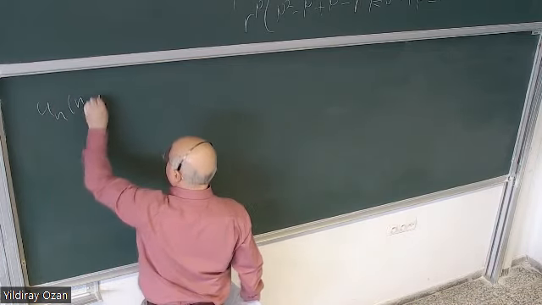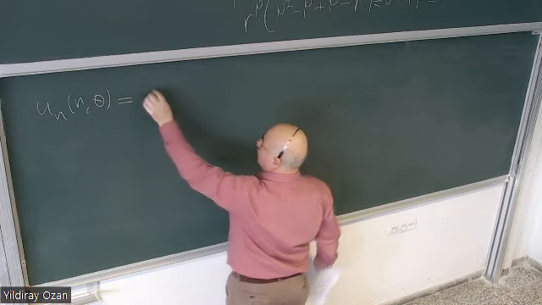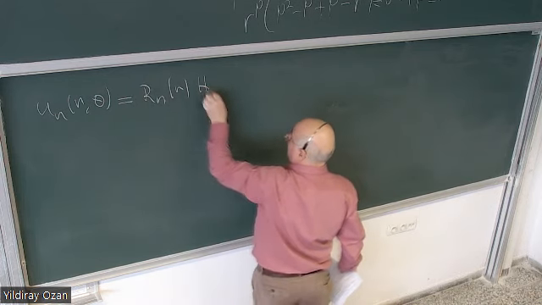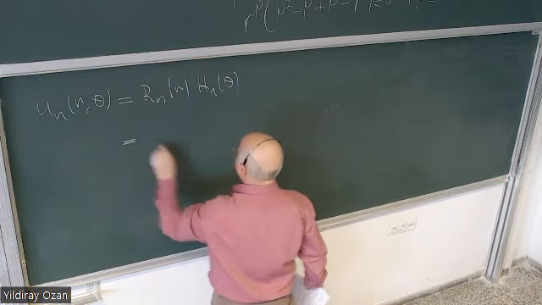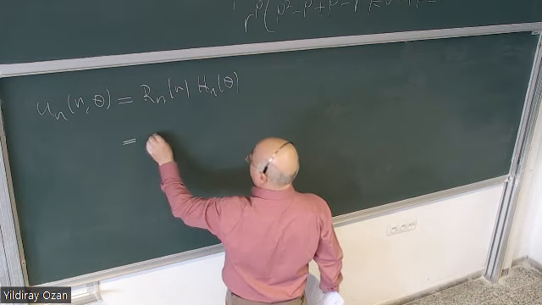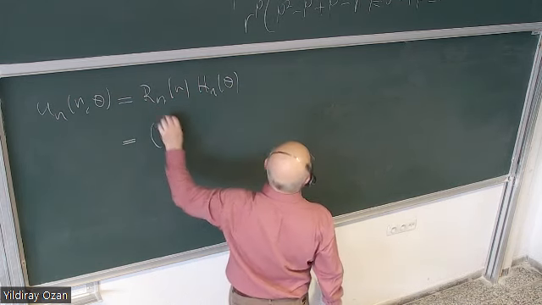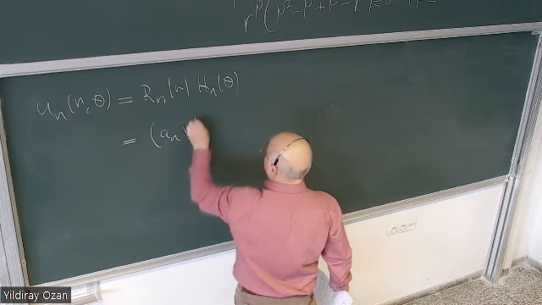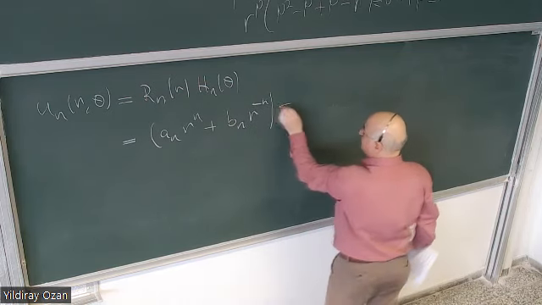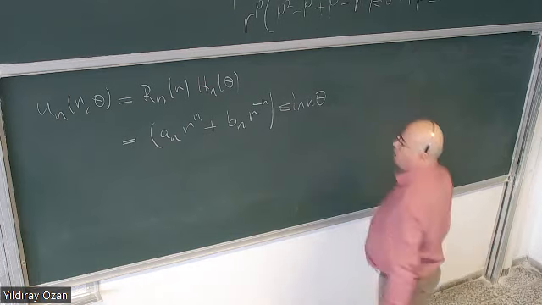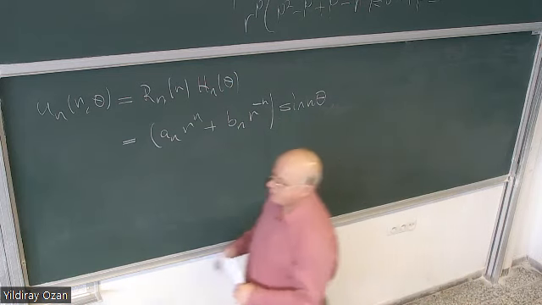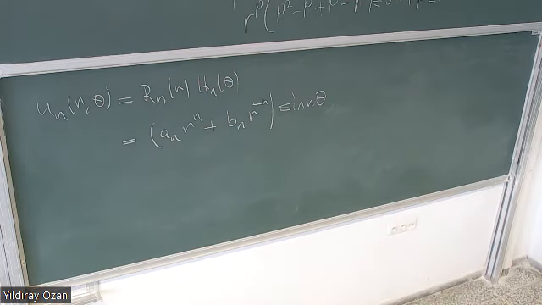Let's write the solution. R theta. What is this? This is just Rn of r, Hn of theta. So it is just, this was sine n theta. So I have an r to the power n plus bn r to the power minus n times sine n theta. Now, this is a solution of the homogeneous equation, right? Which homogeneous equation? This one.